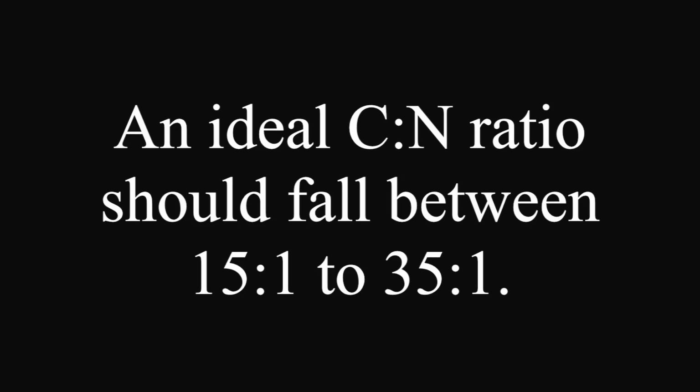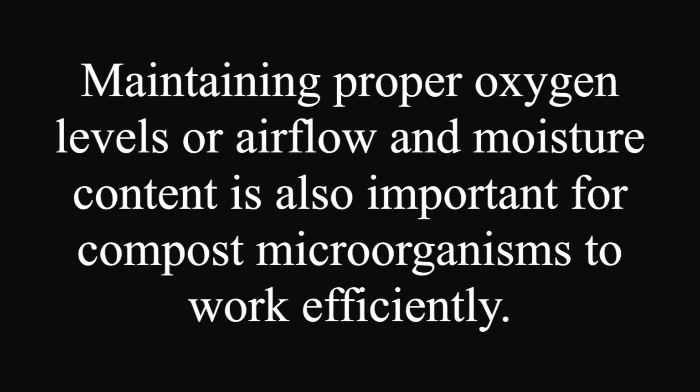For active microbial composting of livestock mortalities, a nitrogen source, which can be dead livestock, and a carbon source, which can be chopped straw, corn stalks, or wood shavings, are required. An ideal carbon to nitrogen ratio should fall between 15:1 to 35:1. Maintaining proper oxygen levels, or airflow, and moisture content is also important for compost microorganisms to work efficiently.